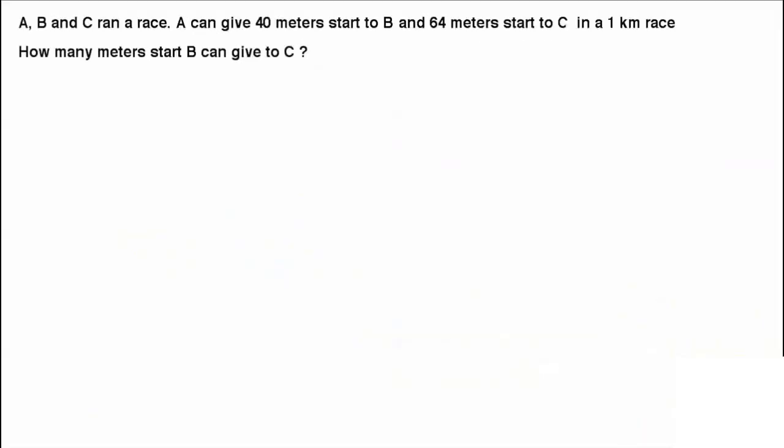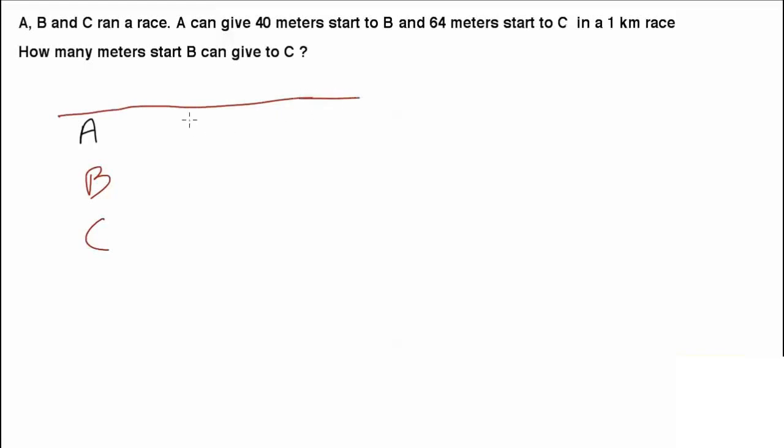A, B and C ran a 1 kilometer race. A can give 40 meter start to B and 64 meter start to C in a 1 kilometer race. How many meters start can B give to C? So first of all, I will write it as A, B, C. There are these three competitors.